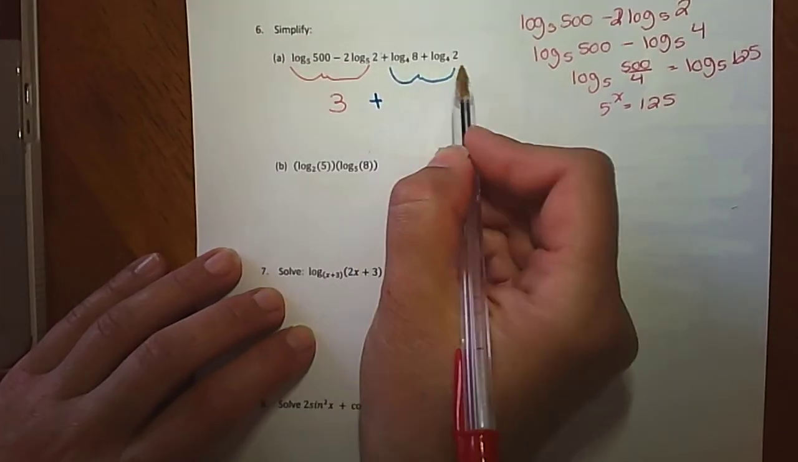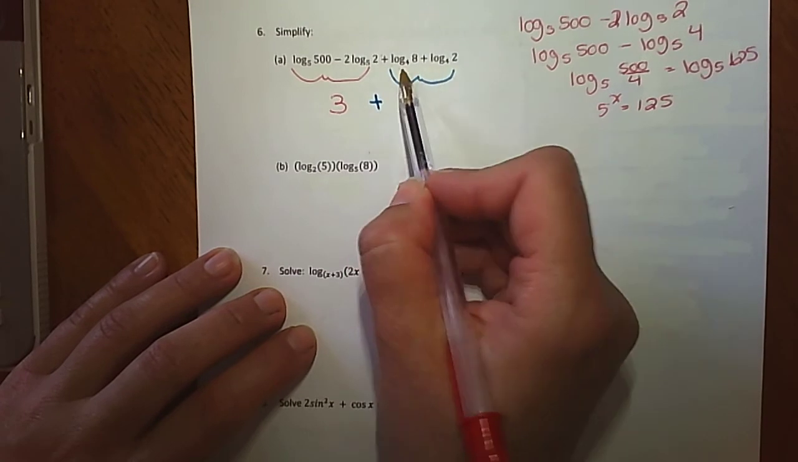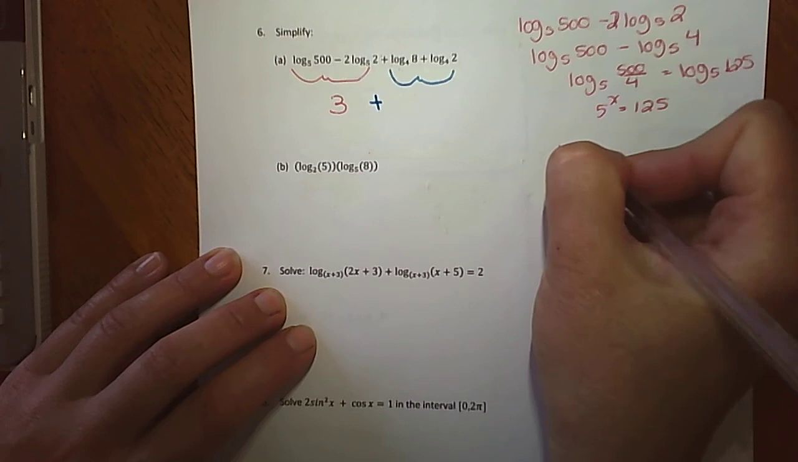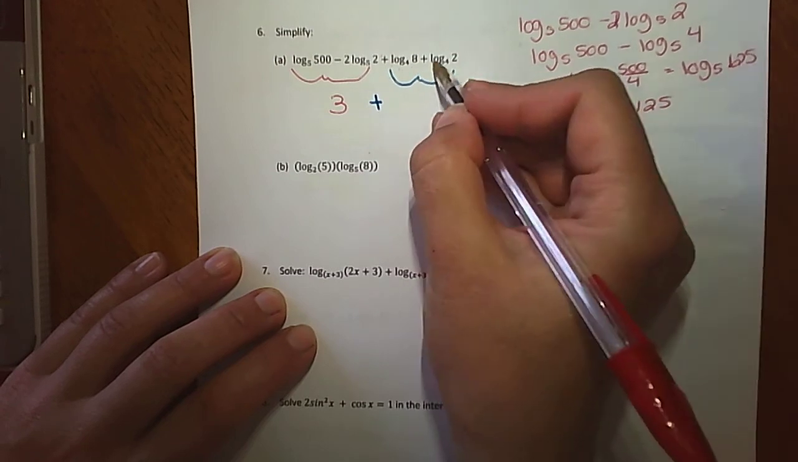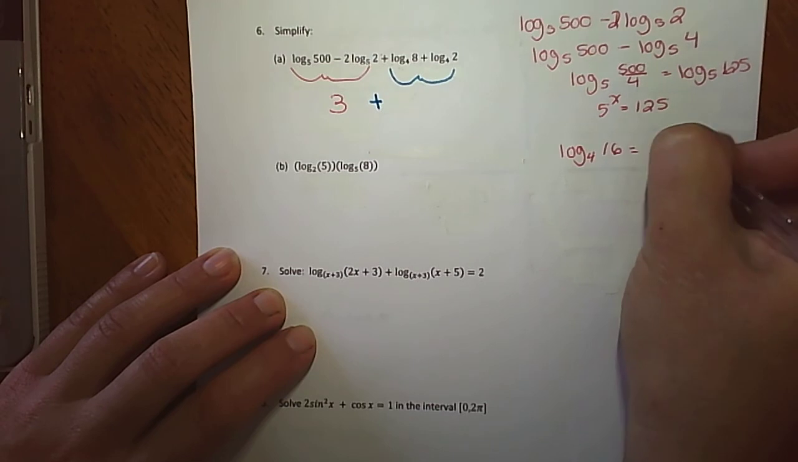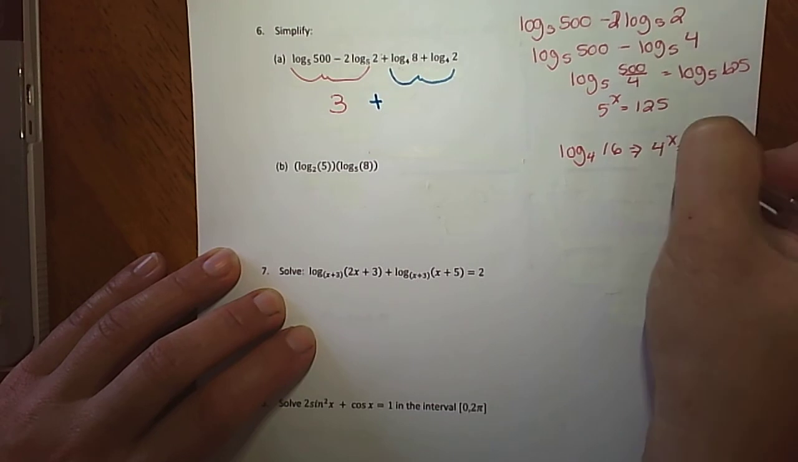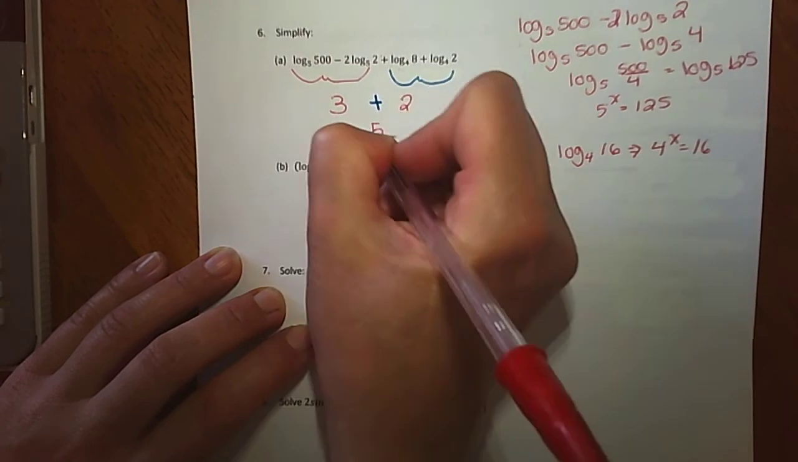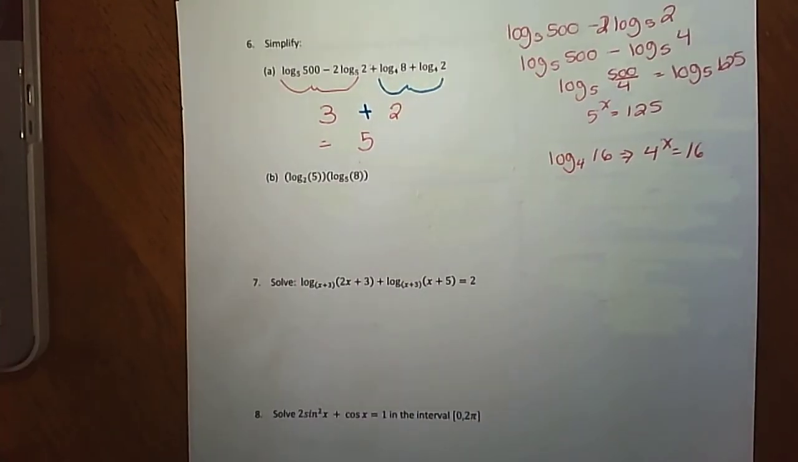All right, now we're going to do these two. Both log base 4, but it's adding. Adding means multiplication. So that's going to be log base 4 of 8 times 2, which is 16. So that means 4 to what power would make 16? That's 2. And what is 3 plus 2? 5. All right, so that's how you'd handle that.